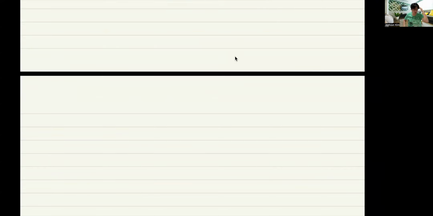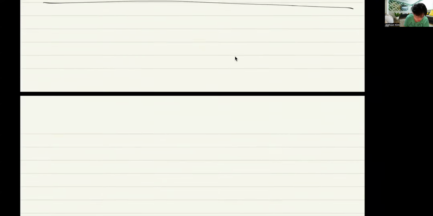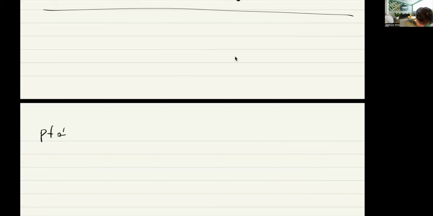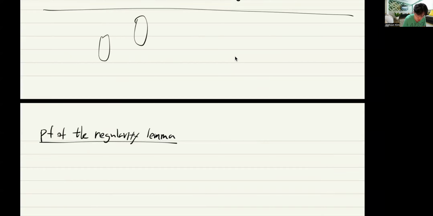Okay, so finally we give a proof of the regularity lemma. There are many different proofs of this regularity lemma, but perhaps the most standard one is using something called the energy increment argument. So basically you take some partition. We consider the weaker version, where we don't have to get the equitable one.